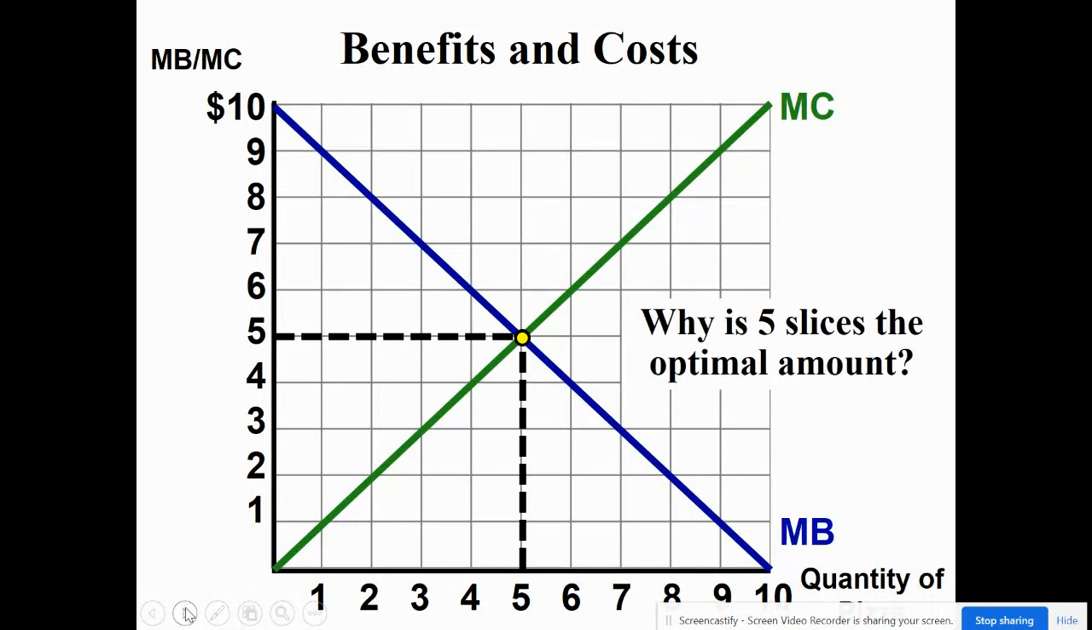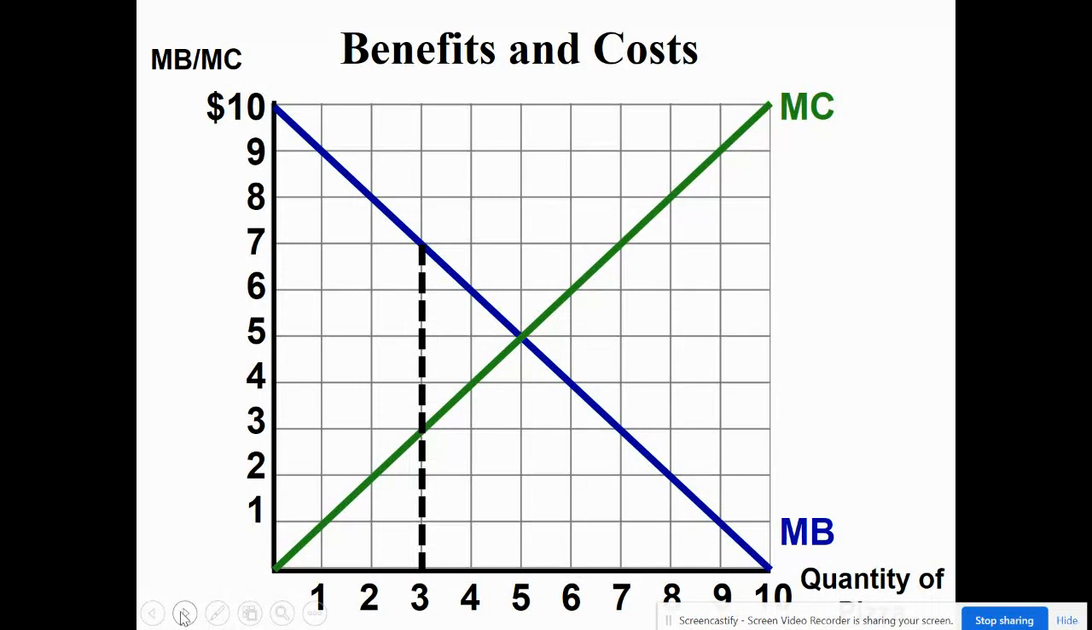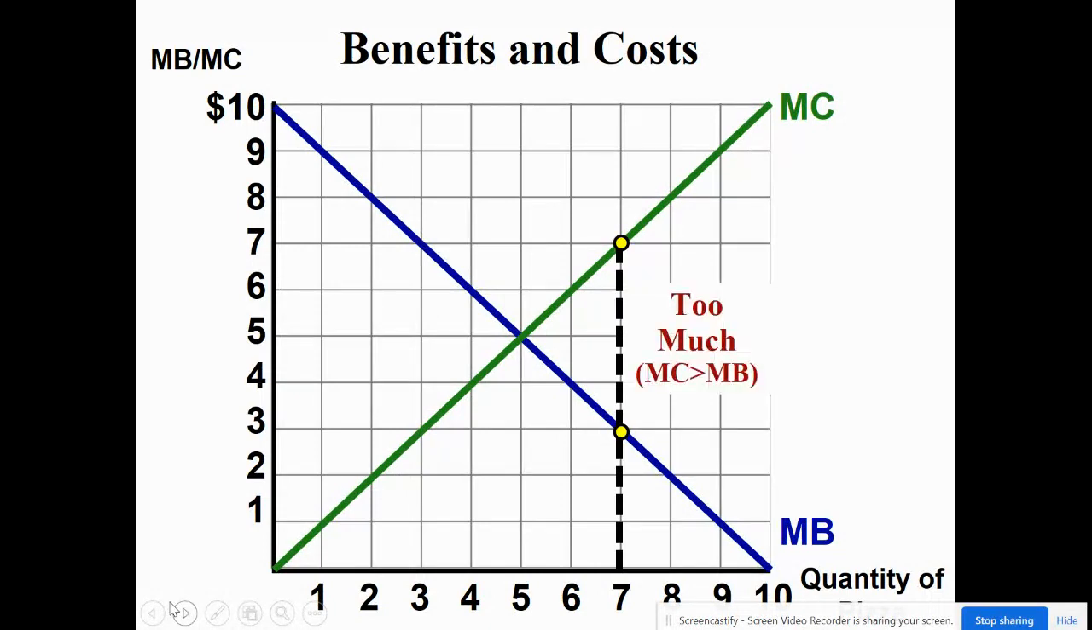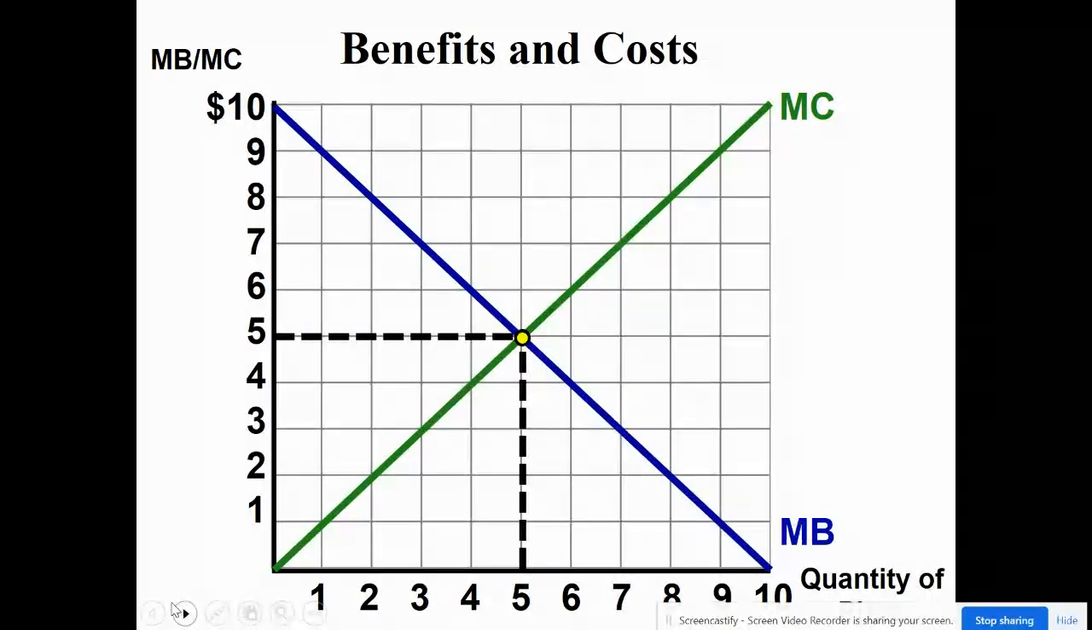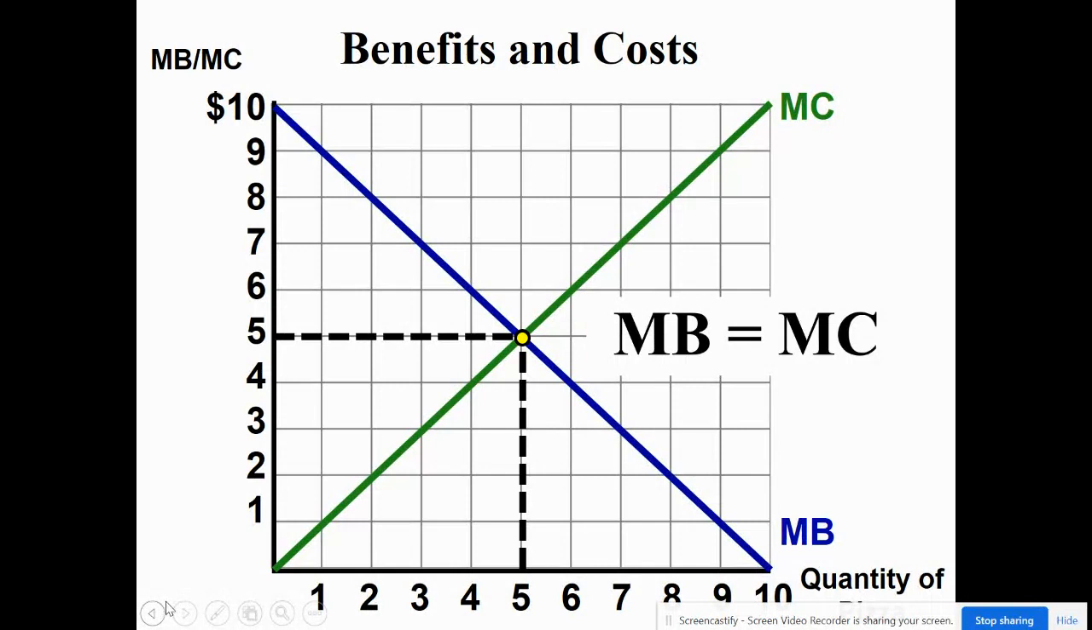5 slices of pizza is our optimal level because that's where marginal cost equals marginal benefit. It's just like supply and demand. This is where we are allocating our resources in the most efficient manner. Now, if we only get 3 pieces, our marginal benefit outweighs our marginal cost, so we'll buy more slices. But if we buy 7 pieces, our marginal cost is greater than our marginal benefit, so we'll reduce the number of pieces of pizza. And so that means we'll be at 5, right? Marginal benefit equals marginal cost.